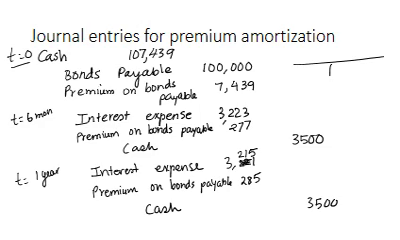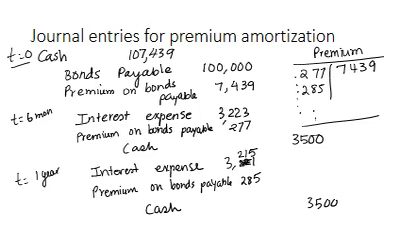Now if we do a T account for premium on bonds payable, we would start with 7,439 credit and write this off or amortize it throughout the interest payment schedule, such that in the end the amounts on the debit side become, sorry, 7,439, and the amounts on the credit side are also 7,439.